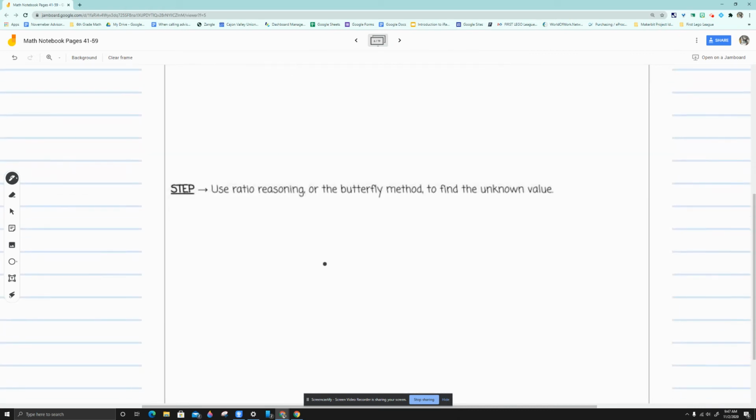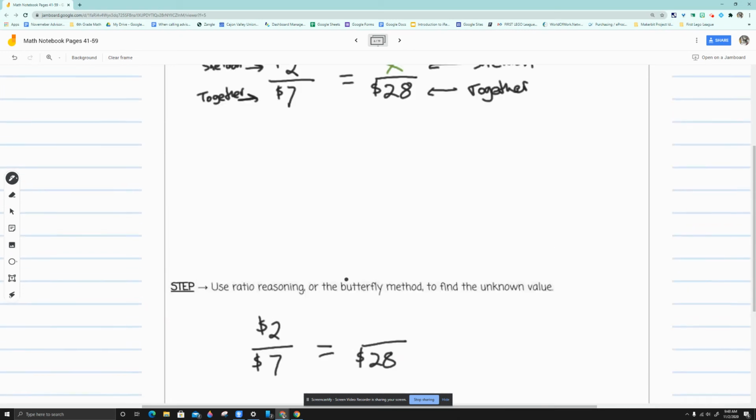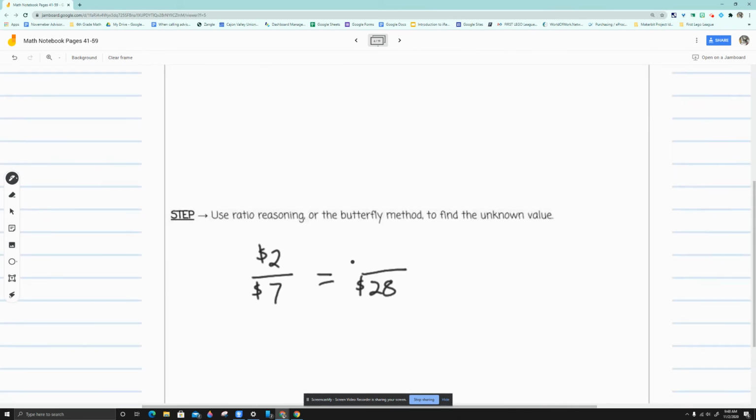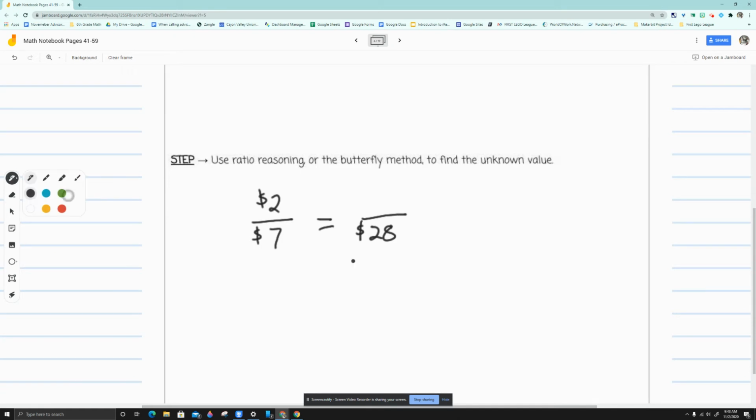So I'm going to take the same amount that I have up top, the $2 over the $7, the same exact equivalent ratio that I used up top. $28 was the amount that they made together, and we had that variable of X. Now there's a few ways you could solve this. We could use ratio reasoning and say 7 times 4 is 28, so 2 times 4 is how much X is. We could use the butterfly method. I haven't done the butterfly method on this for a while, so let's use the butterfly method today.